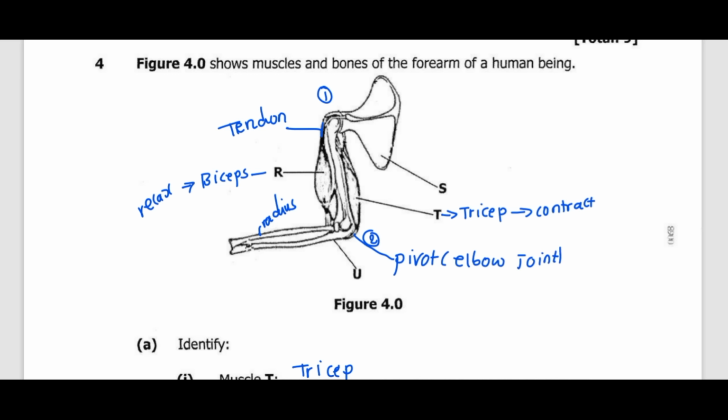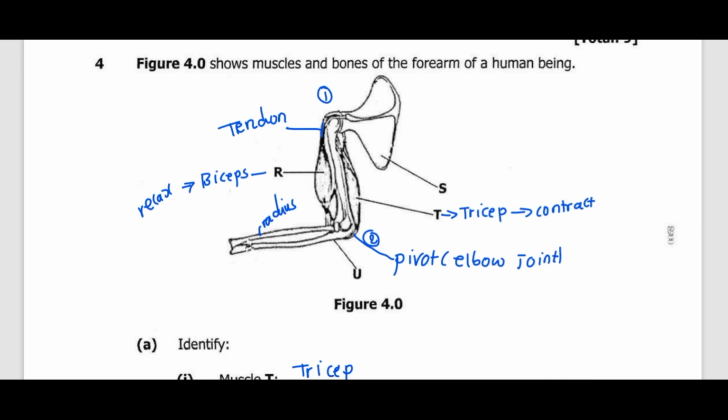Then question E, identify the bone labeled S. So let's go to S. So our S here, this is what we call scapula. So we have the scapula. Then we have the clavicle, but let's not look into that. So our S is this scapula. Okay, so now let's move on to question 5.